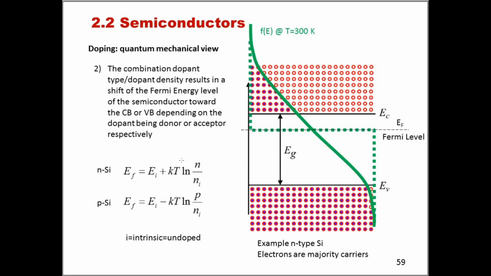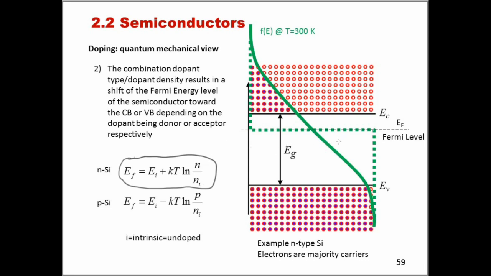And we can actually calculate the new value of the Fermi level using these formulas here. For the case of n-type silicon, so in presence of donor dopants, the formula is this one here, where the intrinsic level is effectively the midpoint of the band gap, and we can see that kT ln(n/ni) will give us the new position of the Fermi level, and similarly this is done for the case of p silicon.